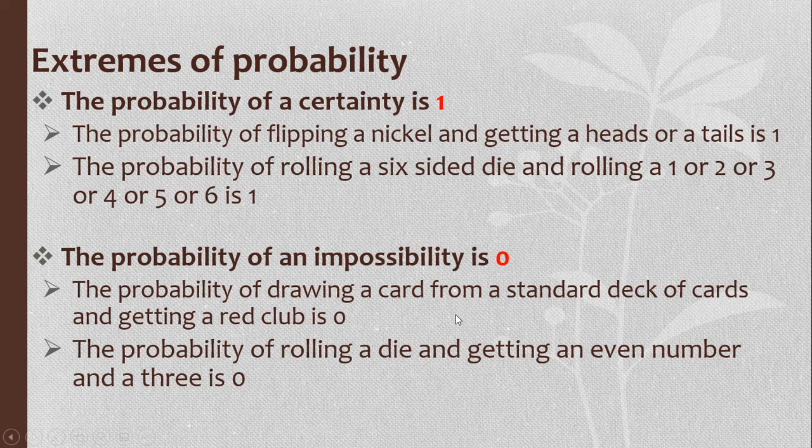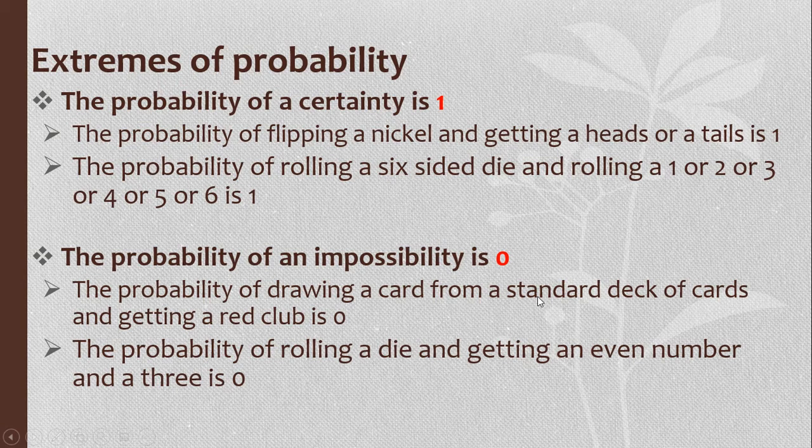The probability of drawing a card from a standard deck of cards and getting a red club, assuming that you have a normal deck of cards, is 0. The probability of rolling a die and getting an even number and a 3 is 0. If you roll a 3, it's not going to be even. It cannot happen.